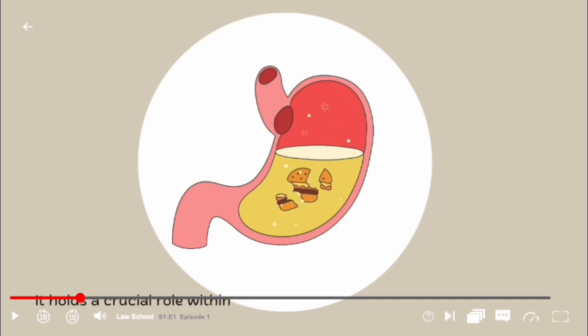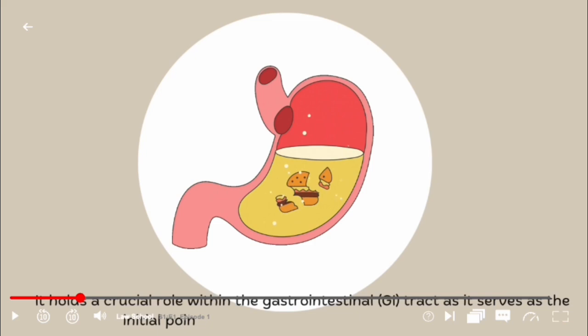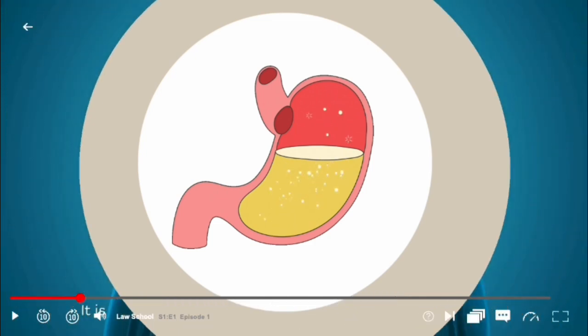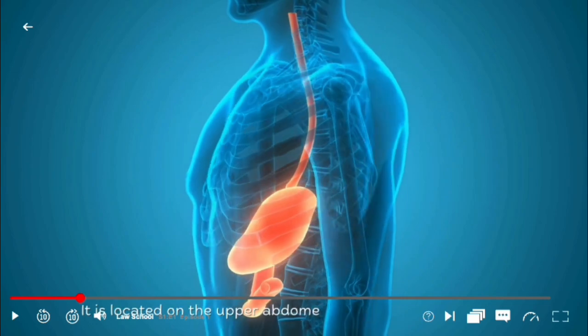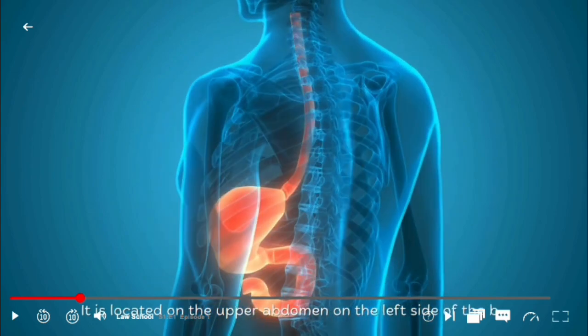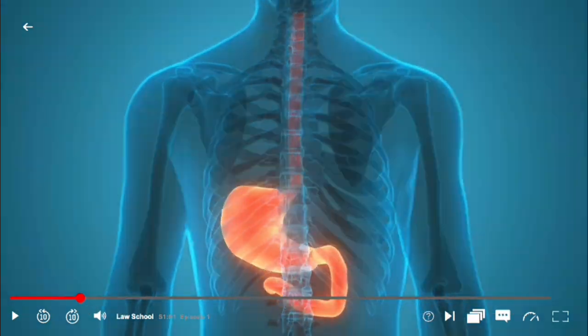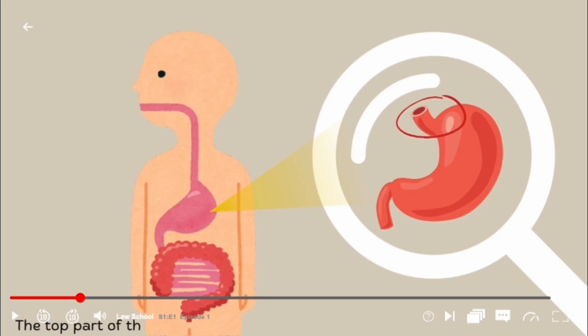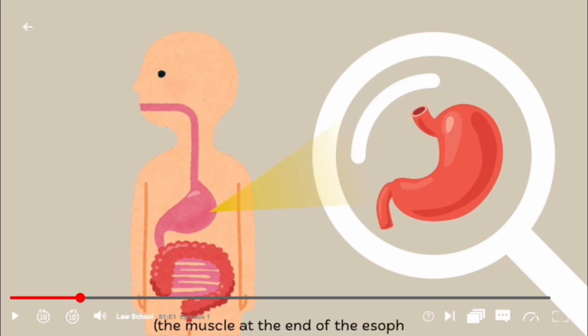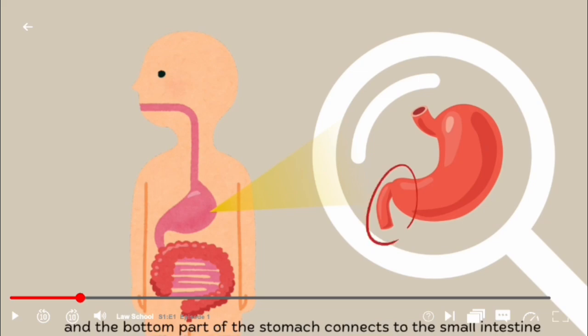It holds a crucial role within the GI tract as it serves as the initial point for processing all ingested substances. It is located on the upper abdomen on the left side of the body. The top part of the stomach connects to a valve called the esophageal sphincter, the muscle at the end of your esophagus. And the bottom part of the stomach connects to your small intestine.